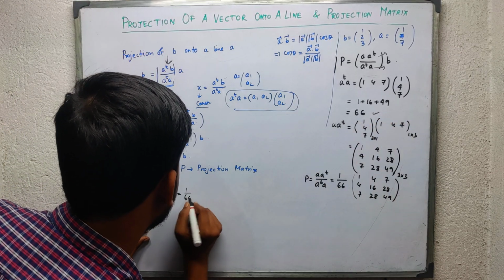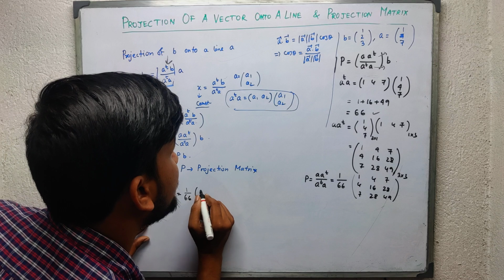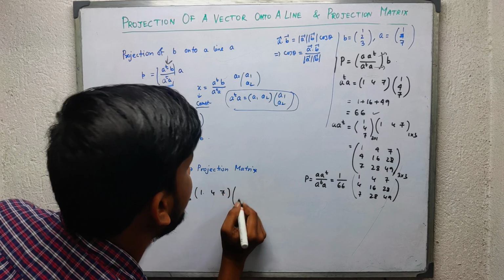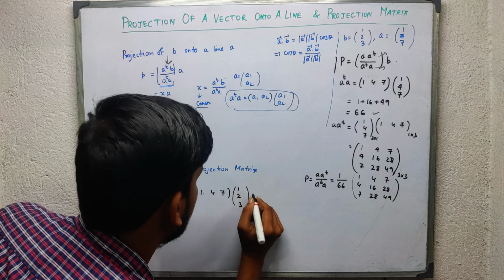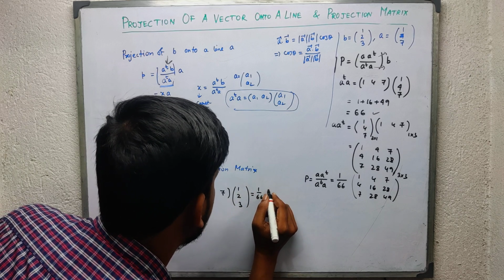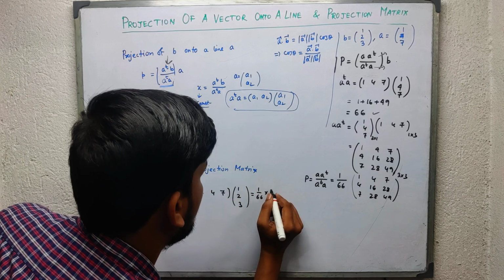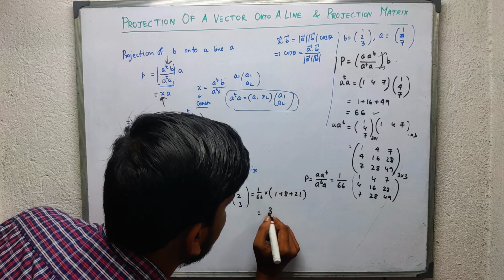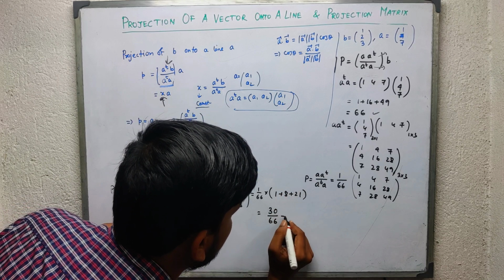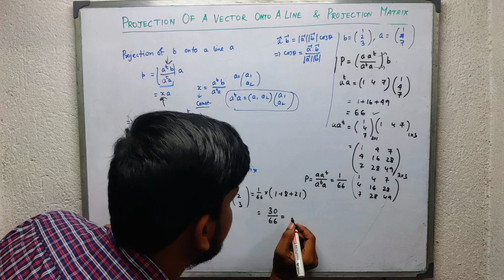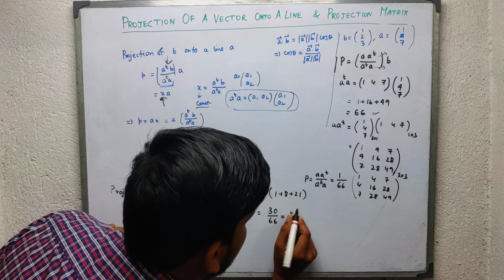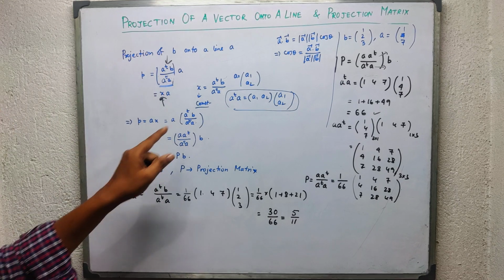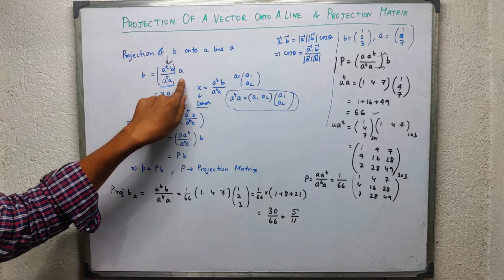So 1 by 66 into A transpose means 1, 4, 7 and B means 1, 2, 3. So this is equal to 1 by 66 into 1 plus 8 plus 21. So this is 30 upon 66. This is equal to what? 5 upon 11. Okay, 5 upon 11 into, we have to write the A vector.